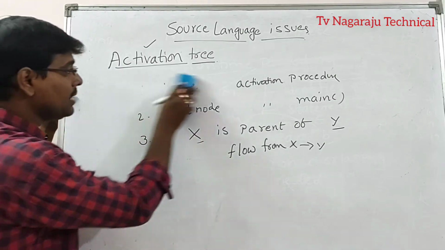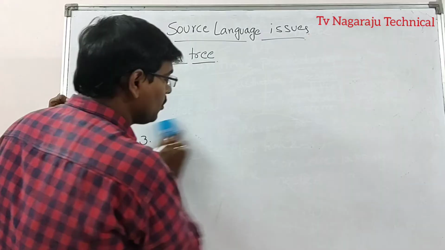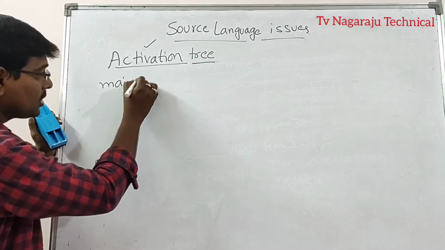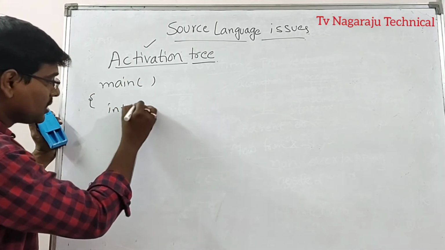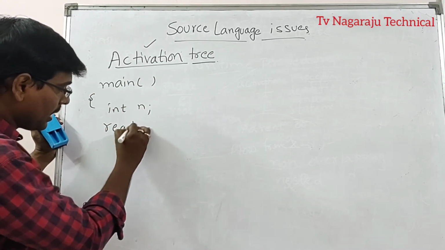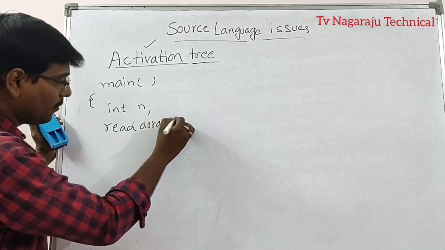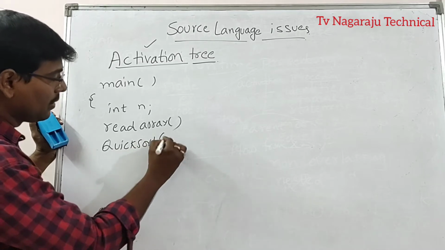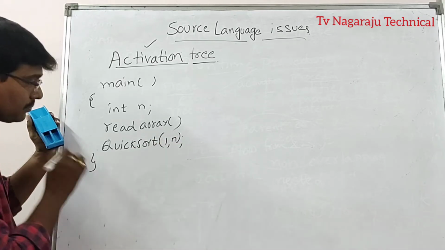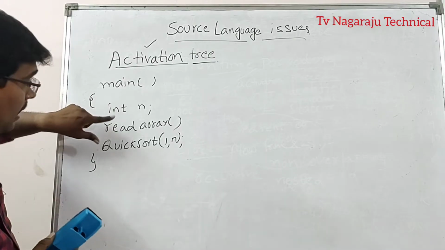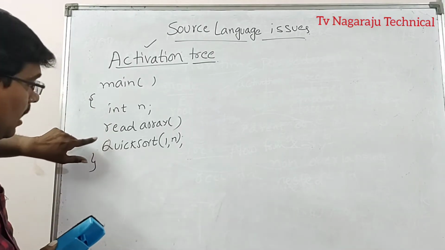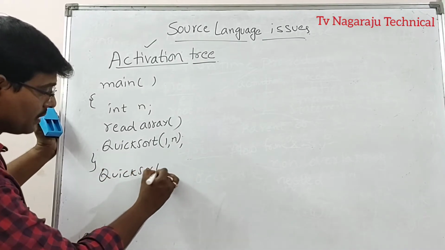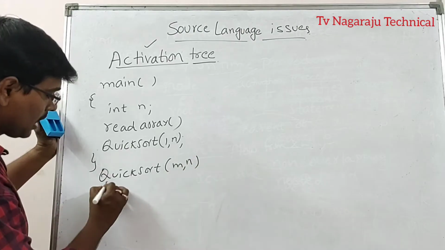Now I will explain this activation tree with one example. Suppose my example starts with the main method. Suppose we declare one variable. Here I have one method, read array. Then a simple quicksort example, quicksort of 1 comma n. Okay, this is the main. Here first we are reading this method. After this, we immediately go to the quicksort algorithm, quicksort of, assume, m comma n.